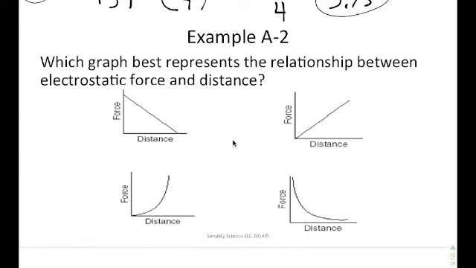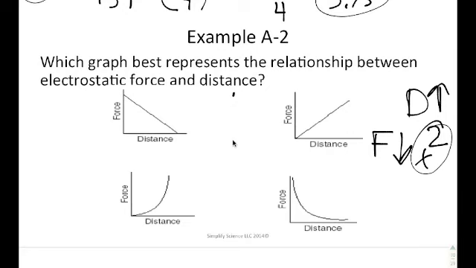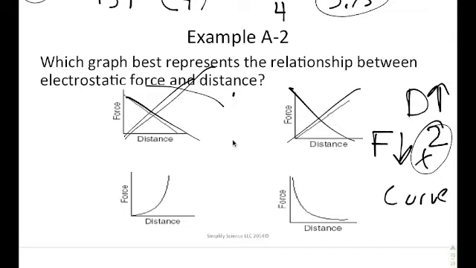In this one it says, which graph best represents the relationship between electrostatic force and distance? And this one is, if you were looking at it in terms of distance, distance is an inverse square law. So what that's saying is, as distance goes up, force goes down by a squared amount. The fact that it's a squared amount means that I have to have a curve in my graph. So you can eliminate these right here, because the square value means you've got to have some sort of curve, some sort of quadratic.